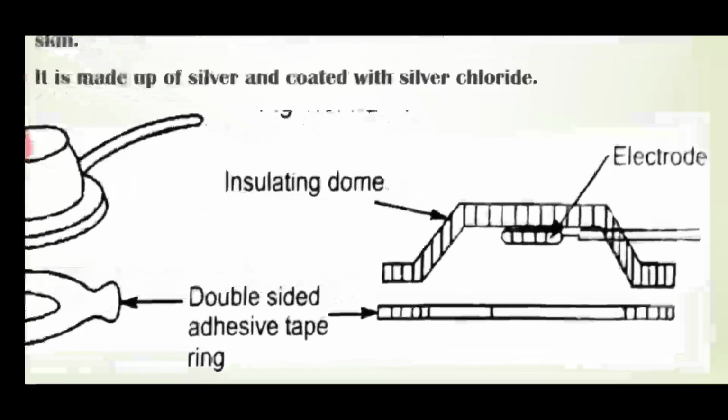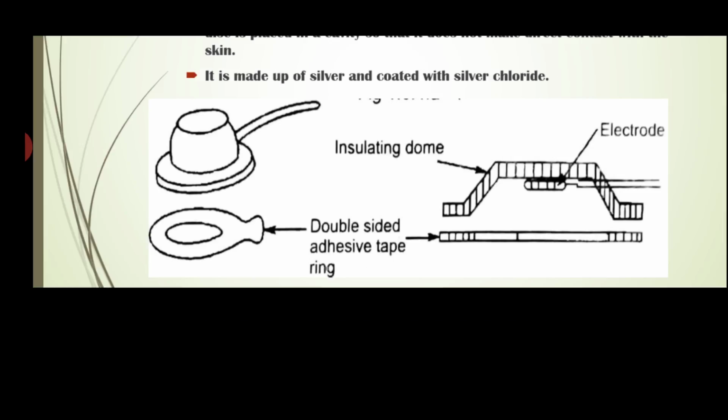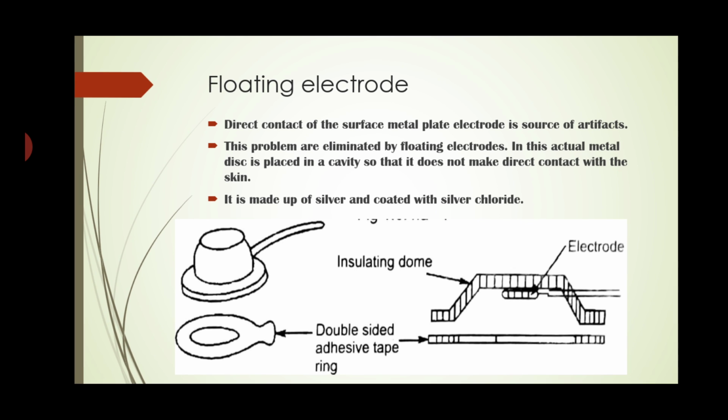So, as shown in the diagram, in this insulating dome there is an electrode, and this dome is filled with the electrolyte paste only. That is, the electrolyte jelly is there. So, there is no direct contact with the skin.